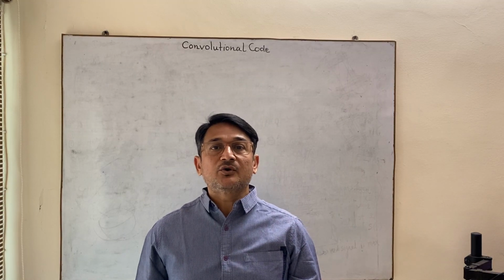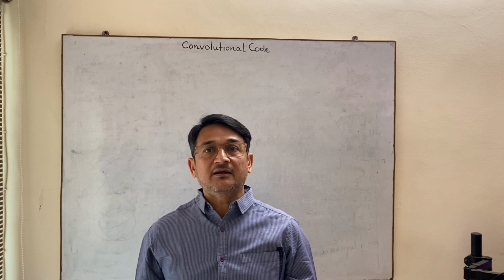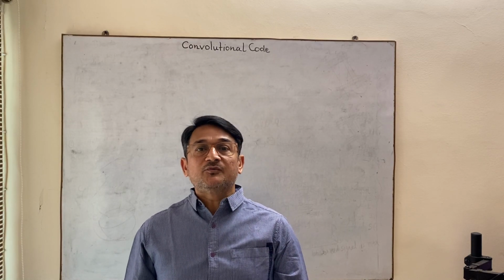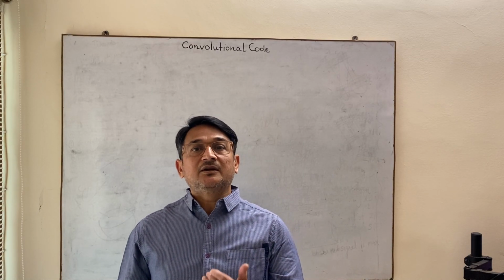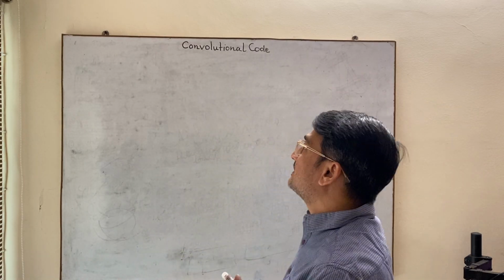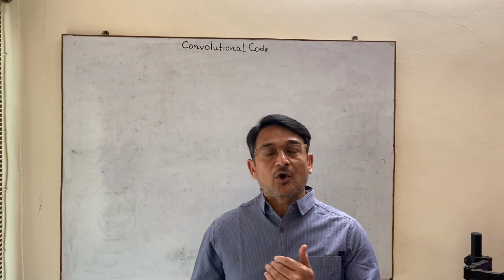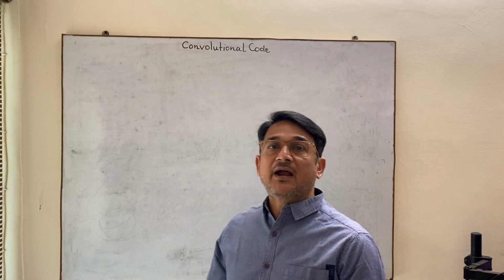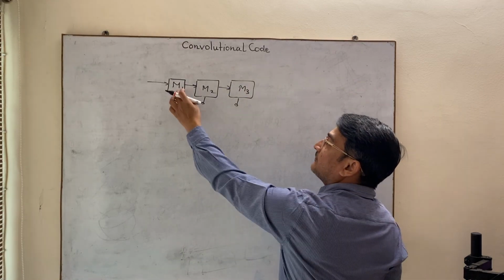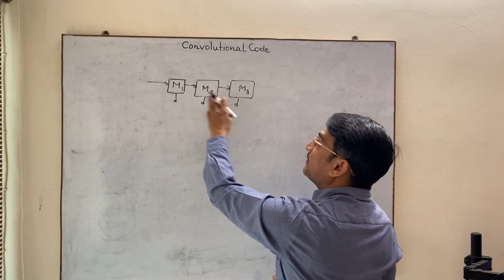Whereas convolutional code differs in this manner. It is a two-dimensional code and you can change the number of bits as per the circuit used. So how convolutional code works, that first we will see. It is a combination of shift register and a logic circuit. This is a shift register concept. We are using 3 flip-flops, M1, M2 and M3.